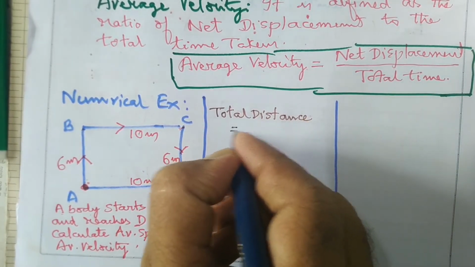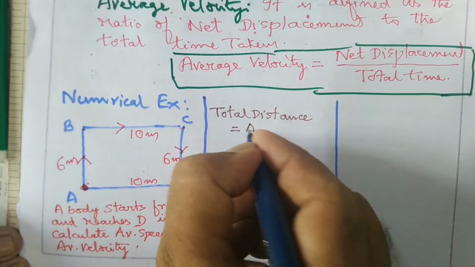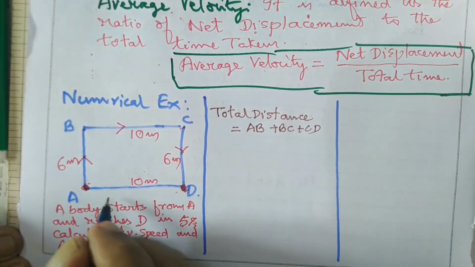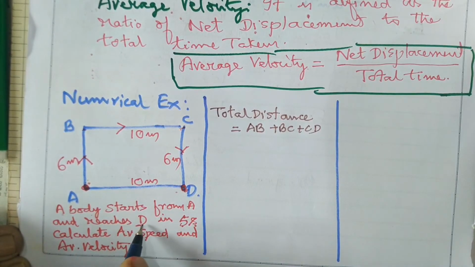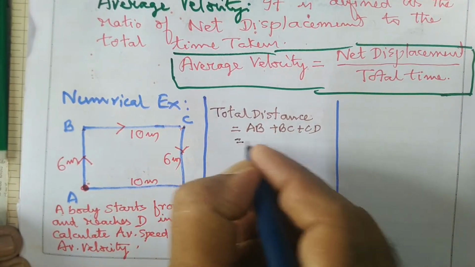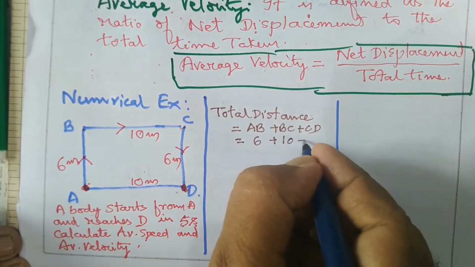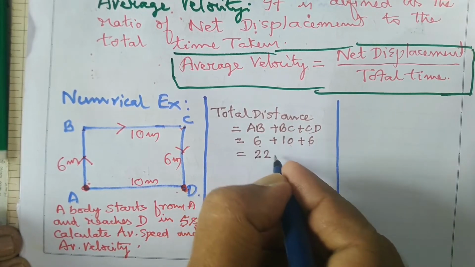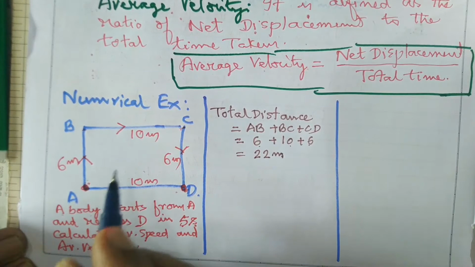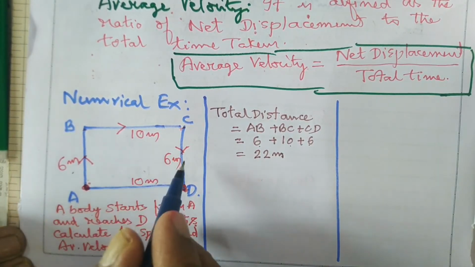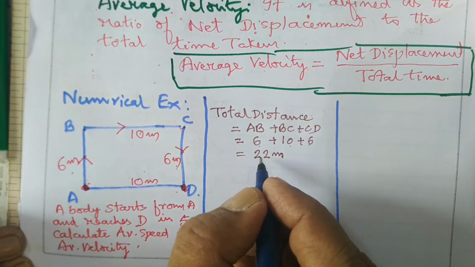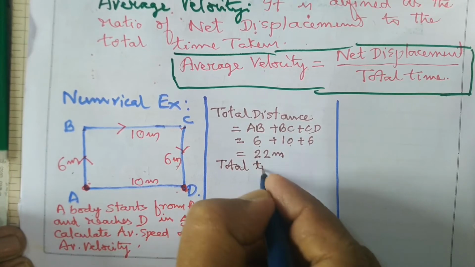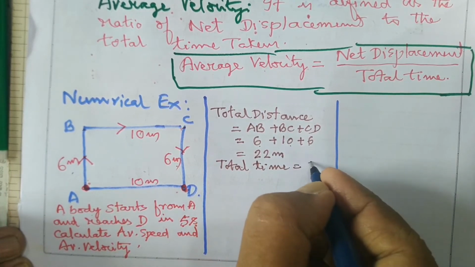Total distance is equal to AB plus BC plus CD, not DA, because it stopped at D only. That is 6 plus 10 plus 6. 6 plus 10 is 16, plus 6 is 22. Is it correct? Observe carefully. It is a rectangular path: 6 meter, 10 meter, 6 meter. You now have the total distance. Total time is already given. How much is it? It is 5 seconds.